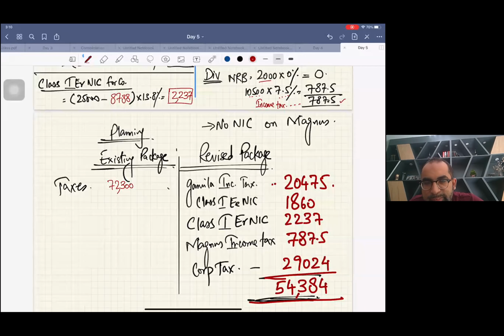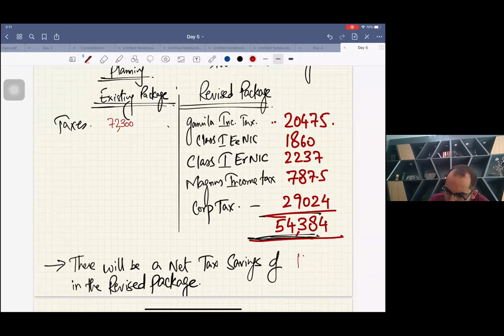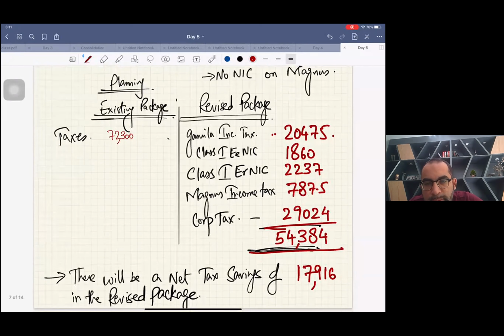Is there any tax saving? Yes, the existing package was 72,300. How much is the difference? Yes, 17,916. 17,916 is the tax saving, and that's the end of this question.